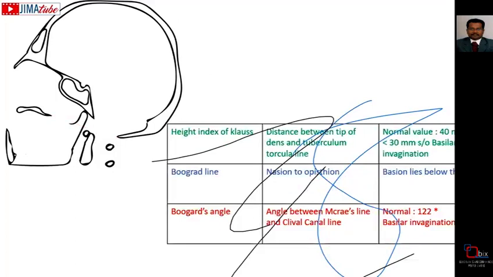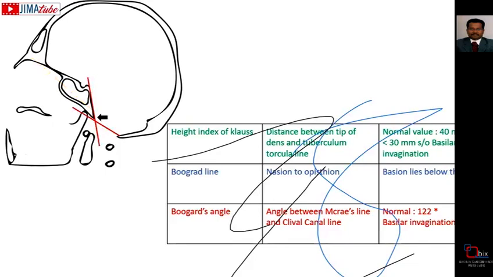Next is the height index of Klaus, where the distance between the tip of the dens and the tuberculum sellae–torcula line, the normal value is 40 millimeter. If it is less than 30 millimeter, we have to suggest it's a basilar invagination. The next is Bogorad line, which is drawn from nasion to opisthion. The basion lies below this line.